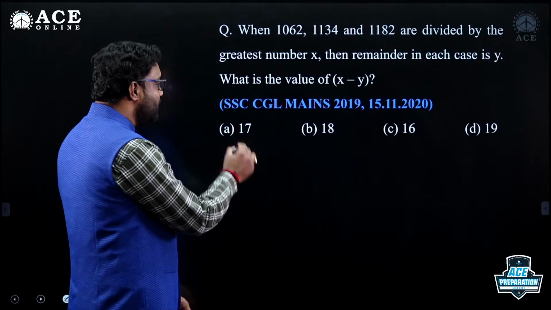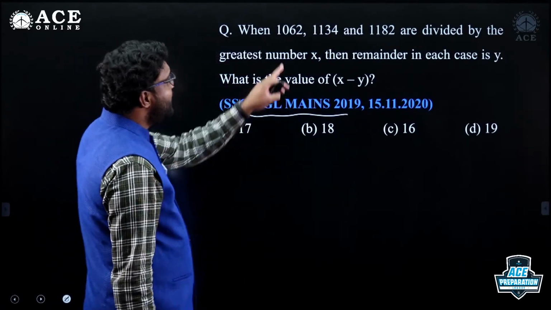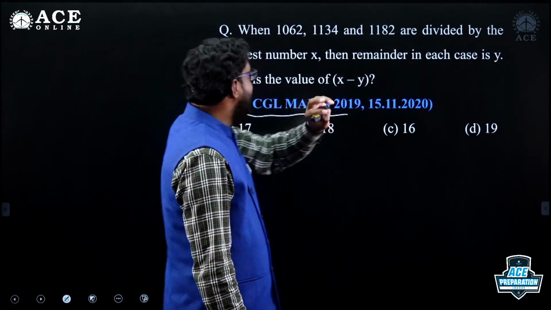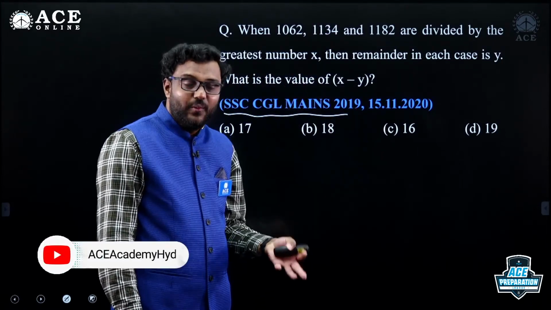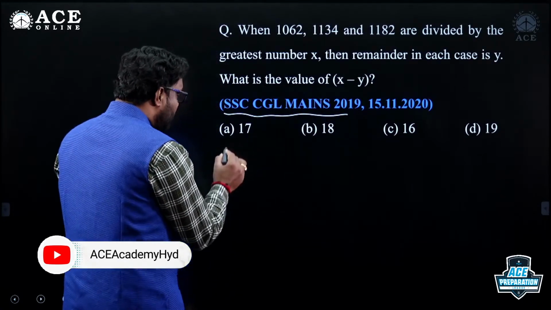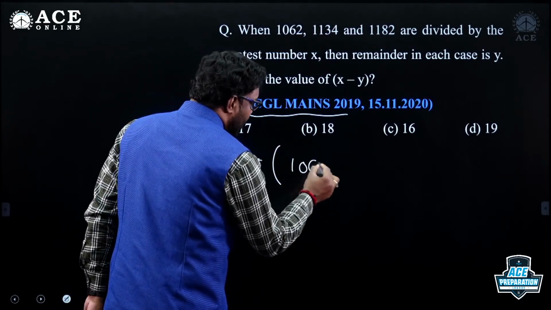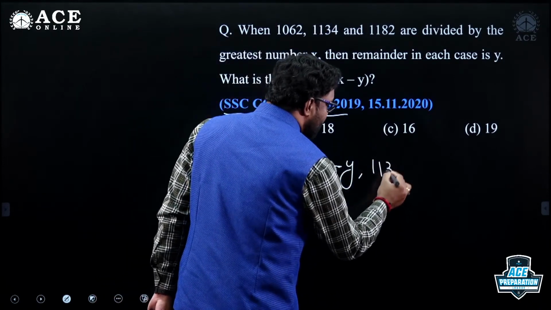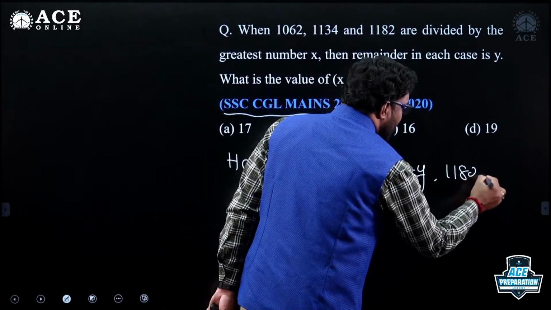A previous CGL question, 2019, on similar lines. When 1062, 1134 and 1188 are divided by the greatest number x, the remainder in each case is y. In the previous question we took the remainder as y; here they have already given y. Remainder y means that we should remove it beforehand. Let's consider y is the remainder, remove that from 1062, from 1134, and from 1188.